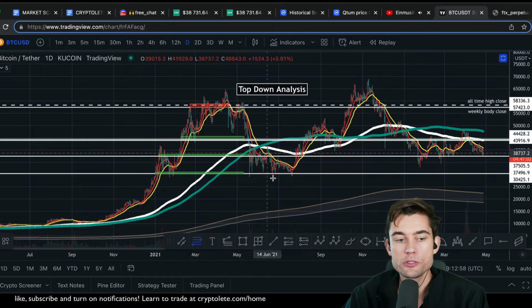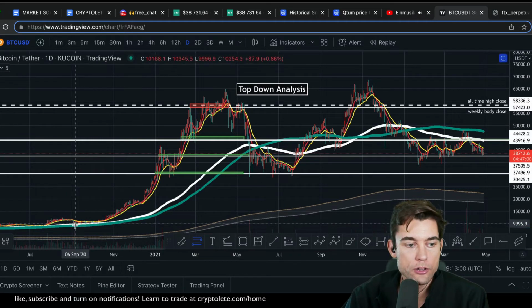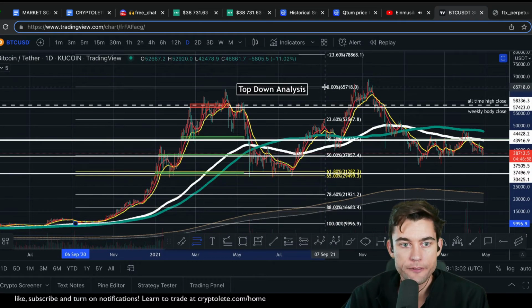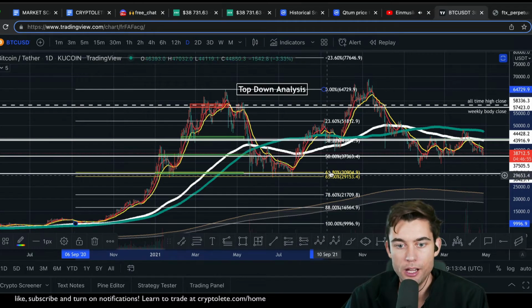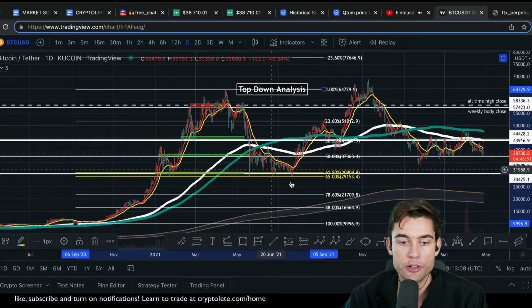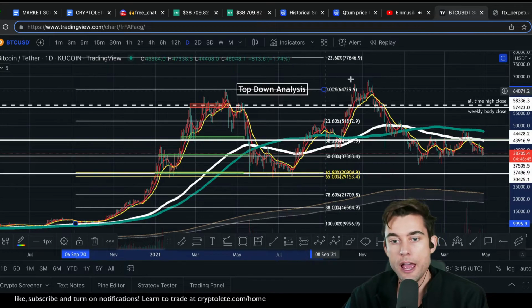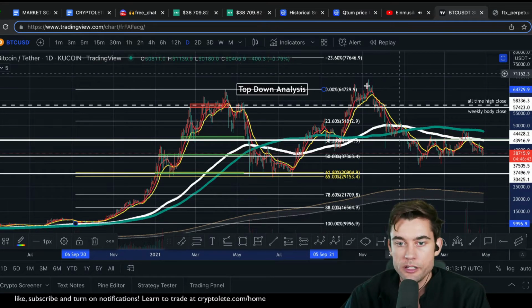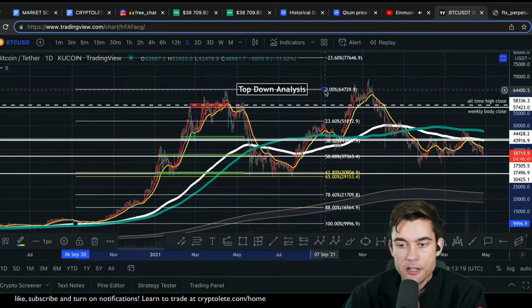How did I know to buy down here though? Well, I knew to buy down there because I took the Fibonacci from the bottom to the top and I got in at the 61.8 around $30,000. That's why down here it was so easy to buy this low. And then it was easy to sell the top. It was easy to buy low, easy to sell top because it lined up perfectly.